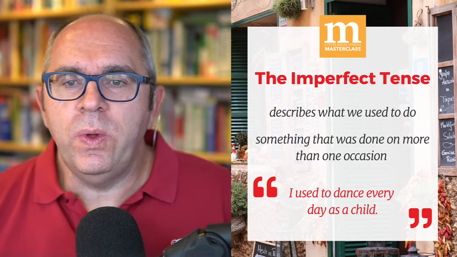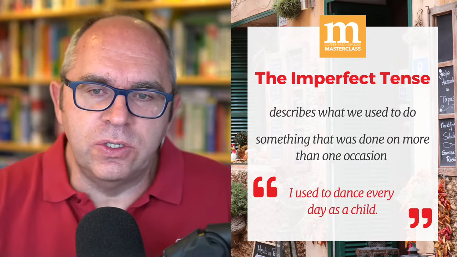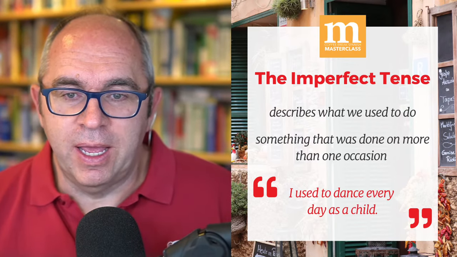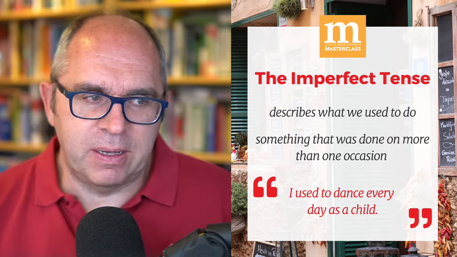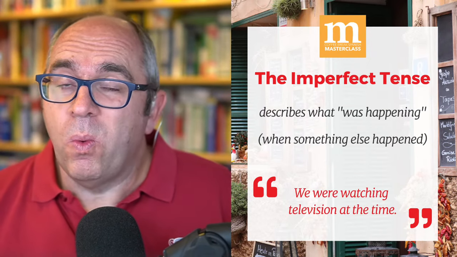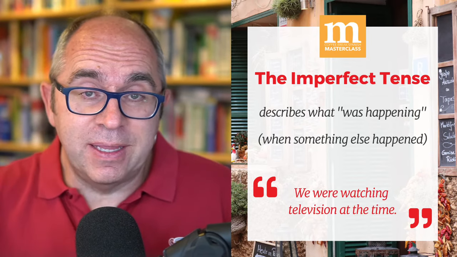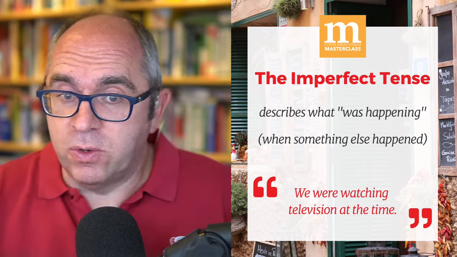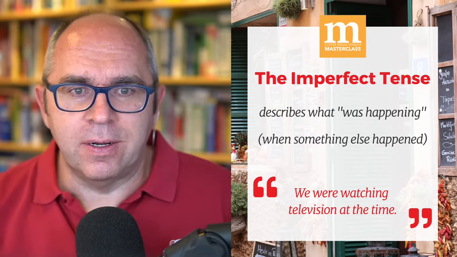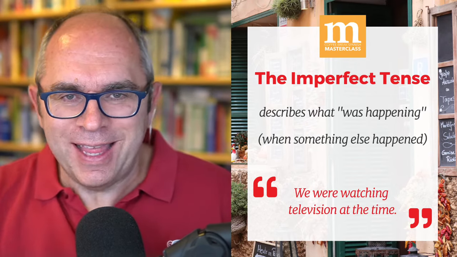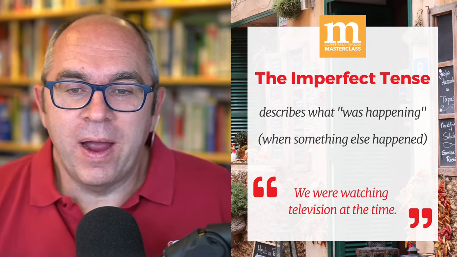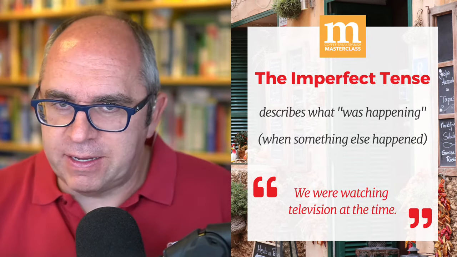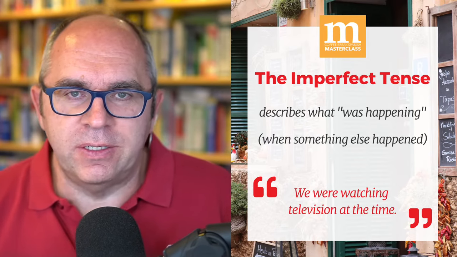It describes what we used to do, like my father used to live in Buenos Aires, or something that was done on more than one occasion. I used to dance every day as a child, for example. It describes what was happening, and sometimes that is when something else happened. So we were watching television at the time. I was working last night when a clap of thunder suddenly surprised me and there was lightning outside. So we were doing something when something else happened. So the something else happening, that's a different tense. That would normally be the preterite in Spanish.